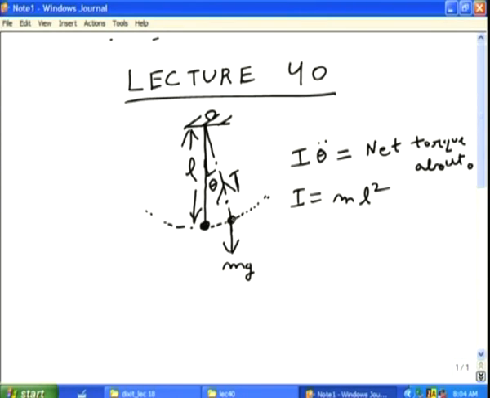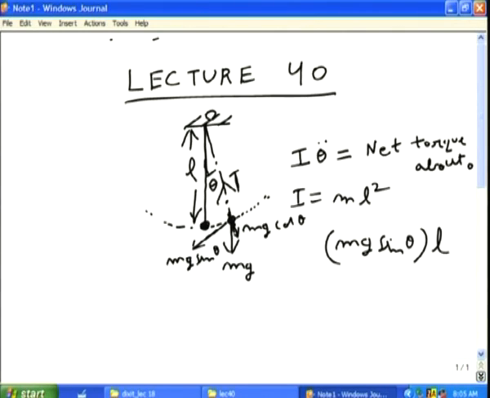mg can be resolved into two components. One is mg sin theta, tangential to that circular arc, and the other perpendicular component is mg cos theta, which is in the direction of the string. So, if you take the moment about O, then T or mg cos theta will not contribute to the moment, only mg sin theta will contribute, and that moment is mg sin theta into L. It is directed in the direction opposite to theta.